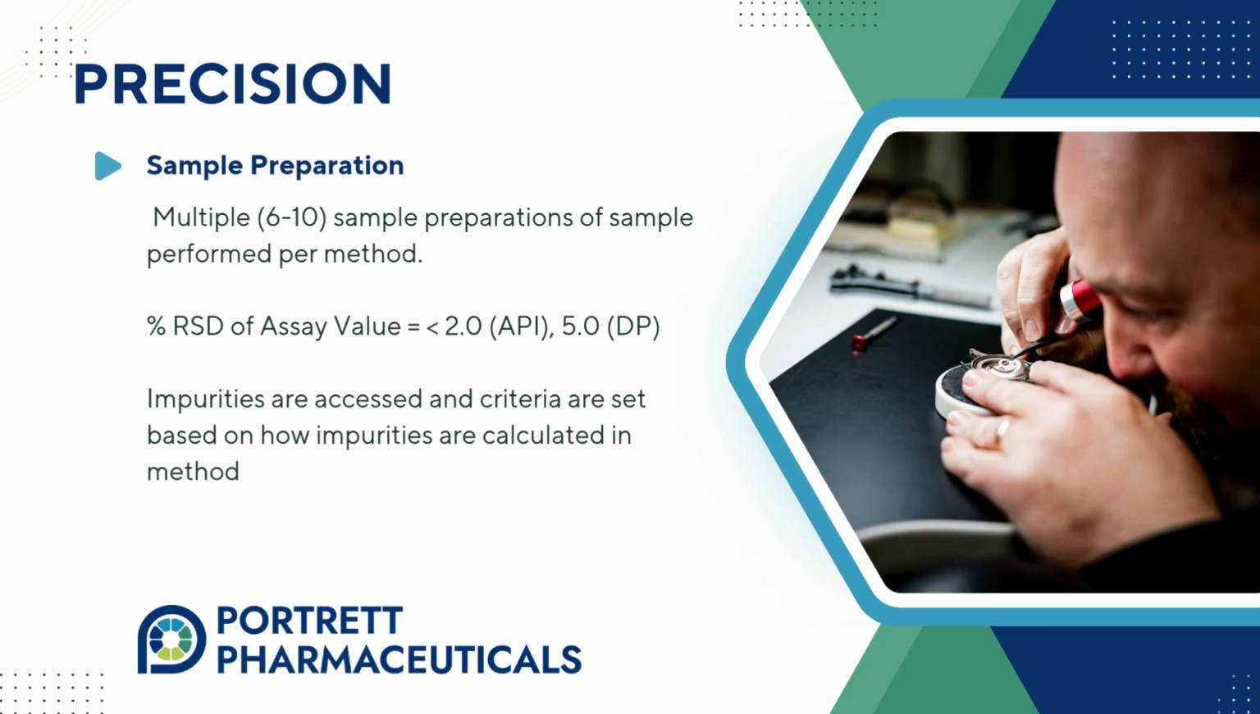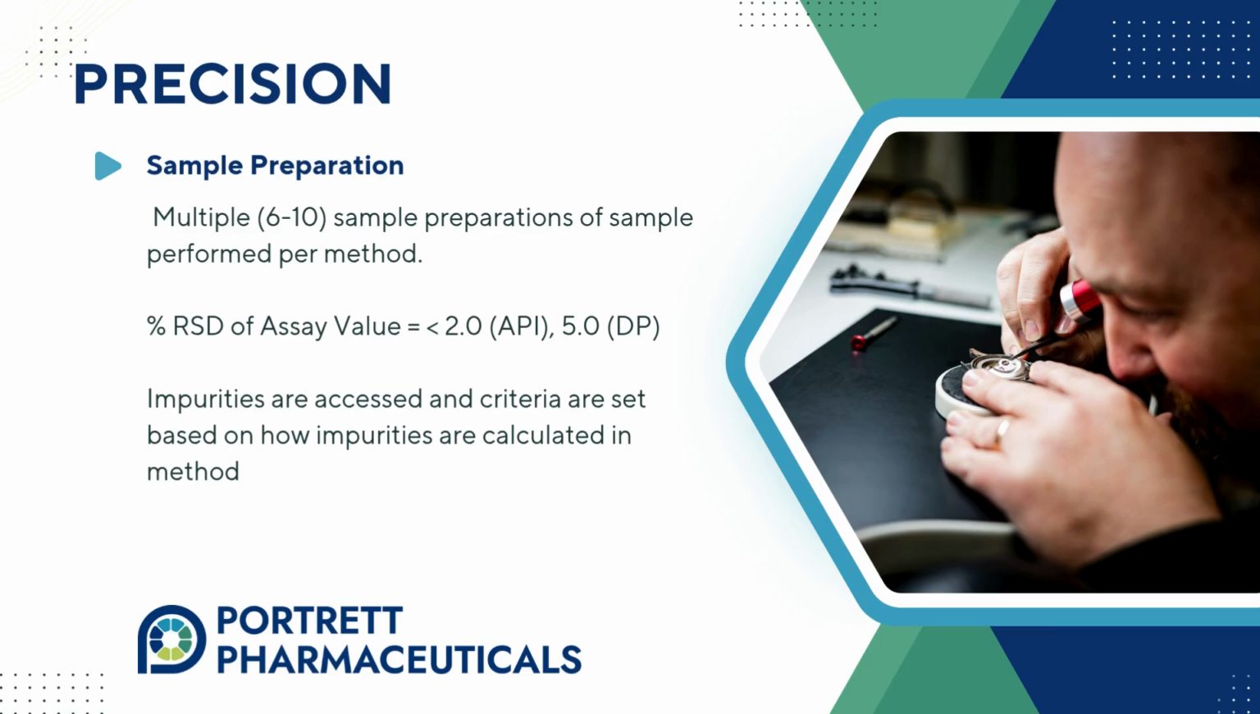For methods such as content uniformity, 10 sample preparations are performed because that is what is required for the test as a whole. This criteria is based on the type of assay being performed and the expected variability of the product being tested. For API, a %RSD of less than or equal to 2 is common, while a DP method may also have a %RSD requirement of 5 or 10%.